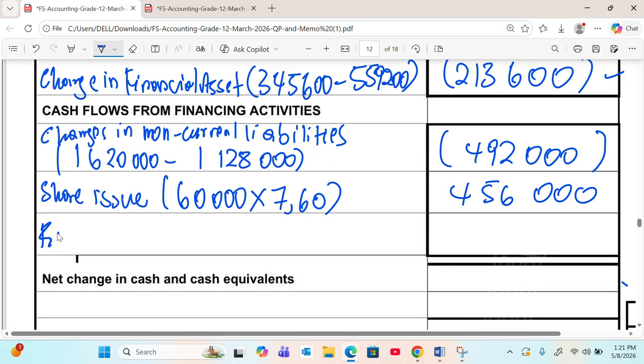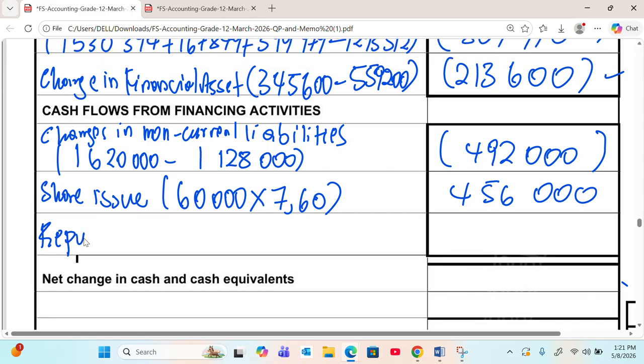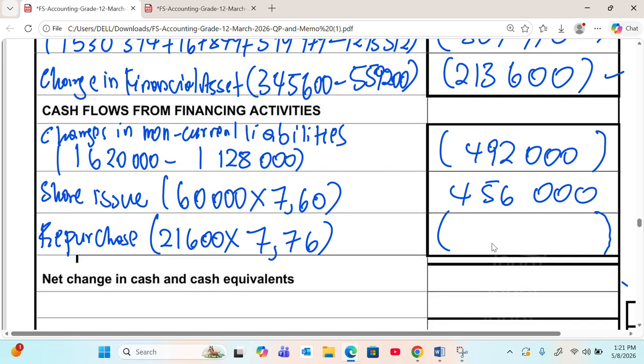So you can just write repurchase of shares or share buyback. It doesn't matter. So how many shares? 21,600. Then you multiply by 7 rand 76 cents. So we're buying back shares, an outflow of cash because we're spending money. We'll have 167,616. So guys, what do we need to do now?